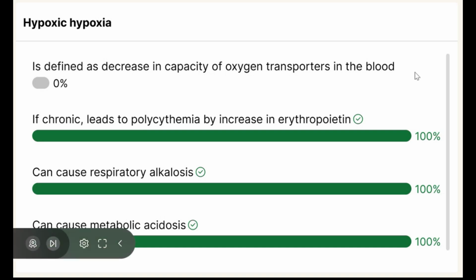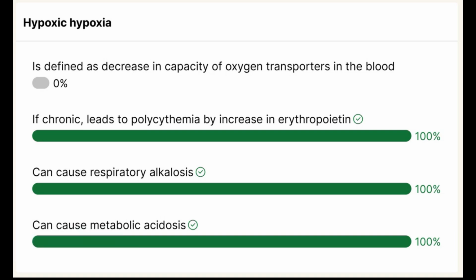It will first cause respiratory alkalosis in an acute condition because in hypoxia, you start hyperventilating. Hyperventilating means you're losing more PCO2, and that will lead to respiratory alkalosis when your PCO2 is low.